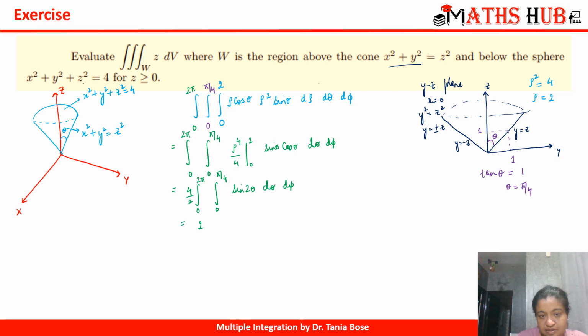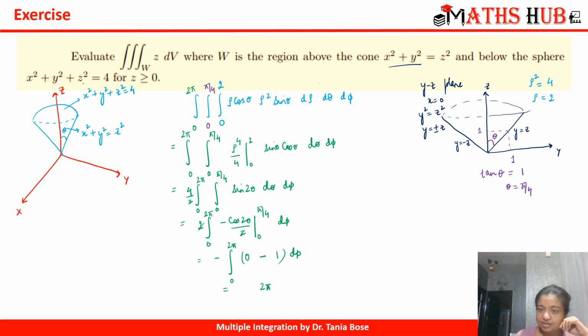So this is 2 times the integral from 0 to 2 pi. The integration of sine 2 theta is minus cos 2 theta by 2, with limits from 0 to pi by 4, d phi. So the 2 cancels. I can take the minus sign out. 0 to 2 pi. Cos 2 theta: cos of 2 into pi by 4 is cos pi by 2, that is 0, minus cos of 0, which is 1, with respect to phi. So that is 1. And when I integrate it with respect to phi, I get the evaluation of this integral as phi, right?